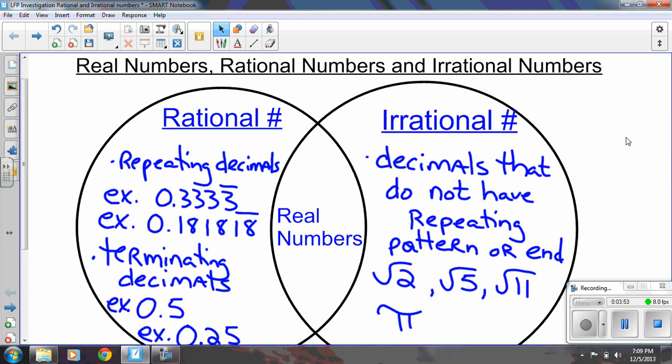So rational numbers. Give me some examples of rational numbers. 0.7 and 0.92. Okay. And give me some examples of irrational numbers. Square root of 13, square root of 41.